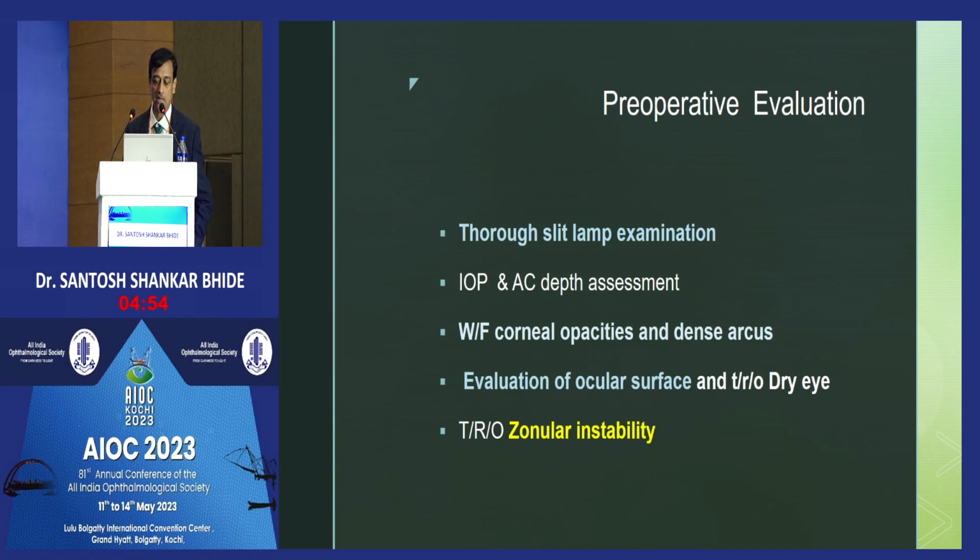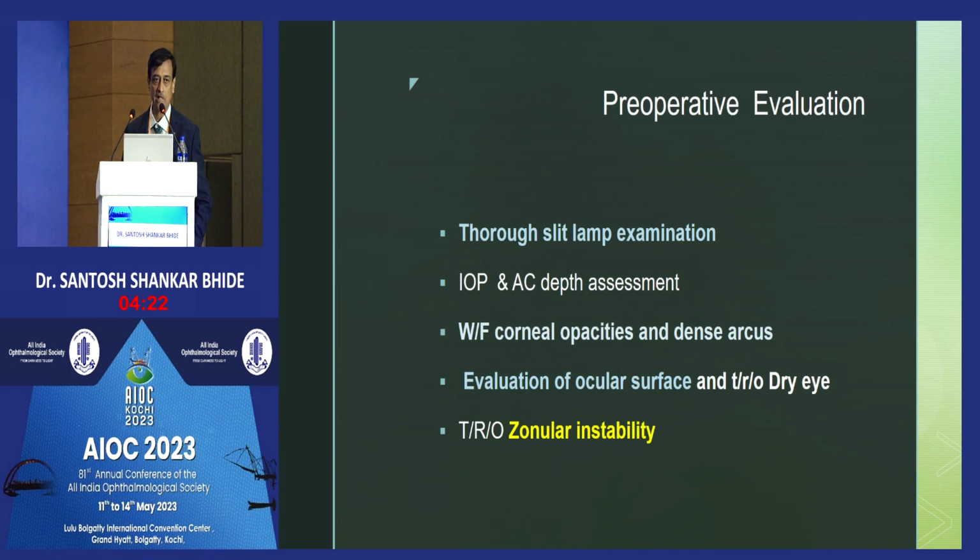So to avoid such unhappy patients and to give perfect vision and perfect results in our cases, we have to evaluate the ocular surface preoperatively. You have to rule out zonular instability. On slit lamp examination, sometimes we miss zonular instability, but if you are suspecting zonular instability, then there is no harm in examining the patient in a lying down position under the microscope because it's a 3-dimensional structure.